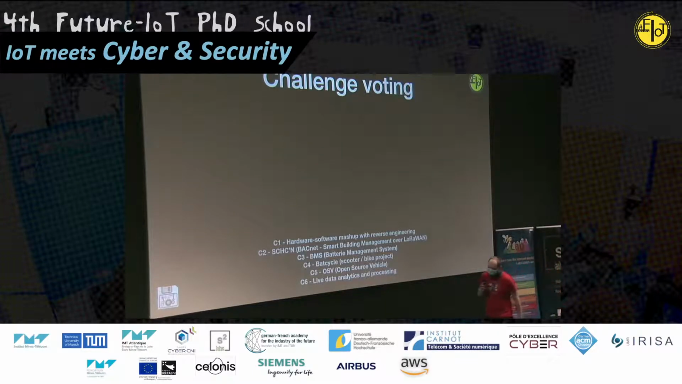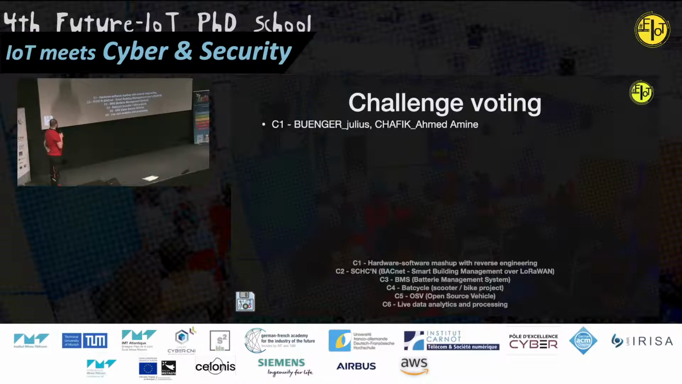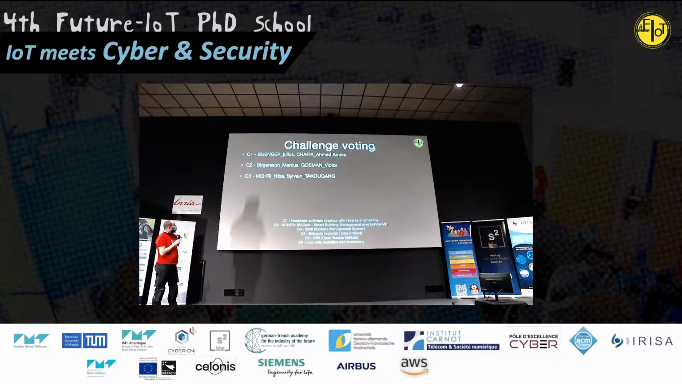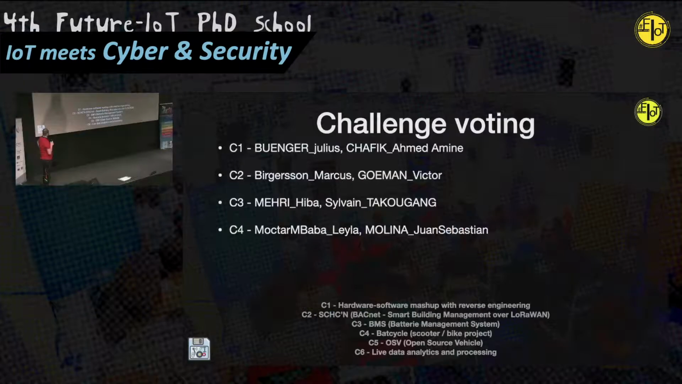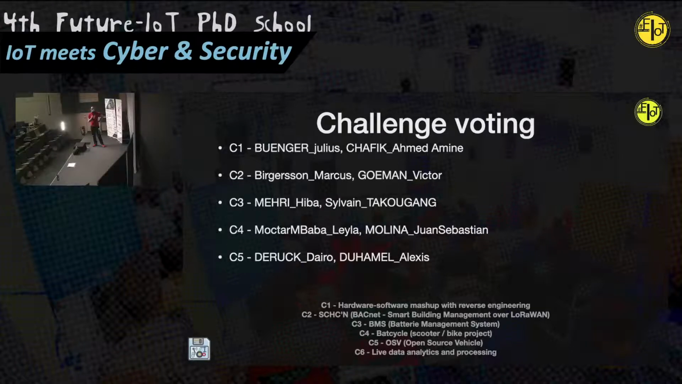Okay, let's start from the beginning. Sorry. Okay, now let's have the final results for C1, the hardware-software mashup, which will be done by Julius Bünger and Ahmed Shafiq. Then the C2, the chicken challenge, will be done by Marcus Birgason and Victor Guilman. Then C3 will be done by Iba Meri and Sylvain Takugang. C4 will be done by Laila Mokhtar and Juan Sebastian Molina. C5, the OSV, will be done by Dairo Deruk and Alexis Duhamel. And finally, C6, the live data analytics and preprocessing, will be done by Baptiste Bouchy and Abdelhamid Gara.